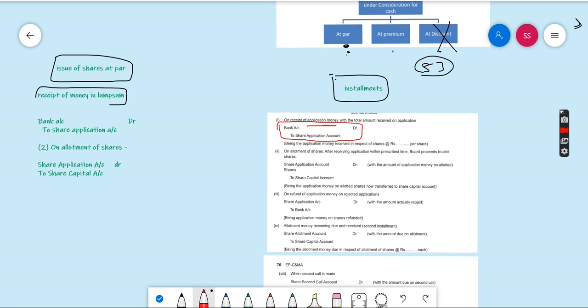And then ultimately you need to transfer this share application to share capital account, share application account debit to share capital account, like in here, same. The only difference between that and this is, here if your face value is 10 rupees, you are receiving all 10 rupees at one shot. Here you might be receiving only 2 rupees for the first installment, right?